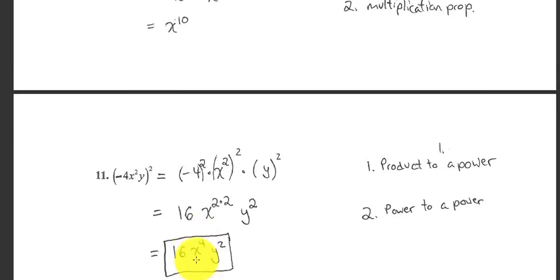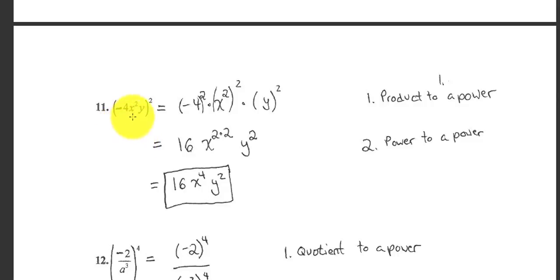Okay. Number 11. Okay, we have negative 4x squared times y raised to the second. So we can kind of think of this as distributing the 2 to each of these pieces, each of these factors. So negative 4 squared, x squared squared, right? X squared raised to the second power, and y to the 1 raised to the second power. And then we simplify. Okay, negative 4 times negative 4 is 16. The 2 times 2 is 4. And y squared is simply y squared.